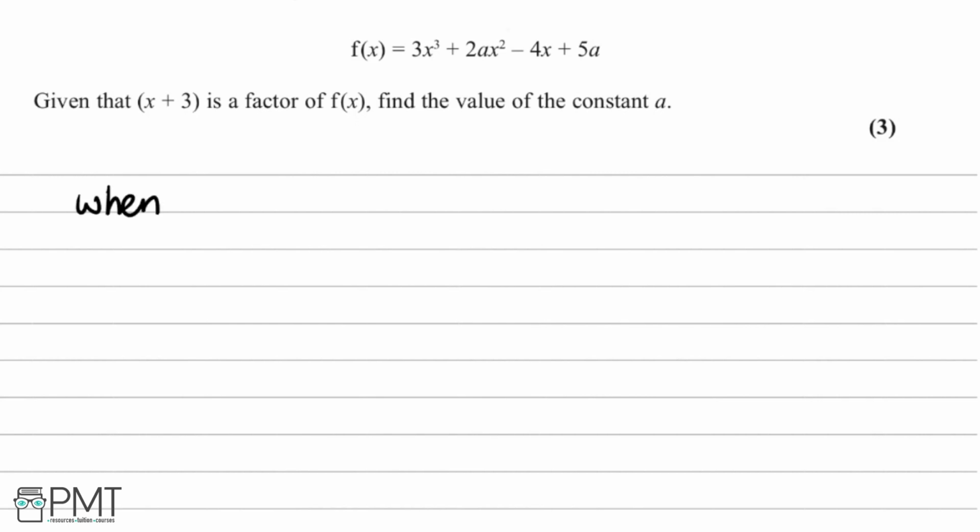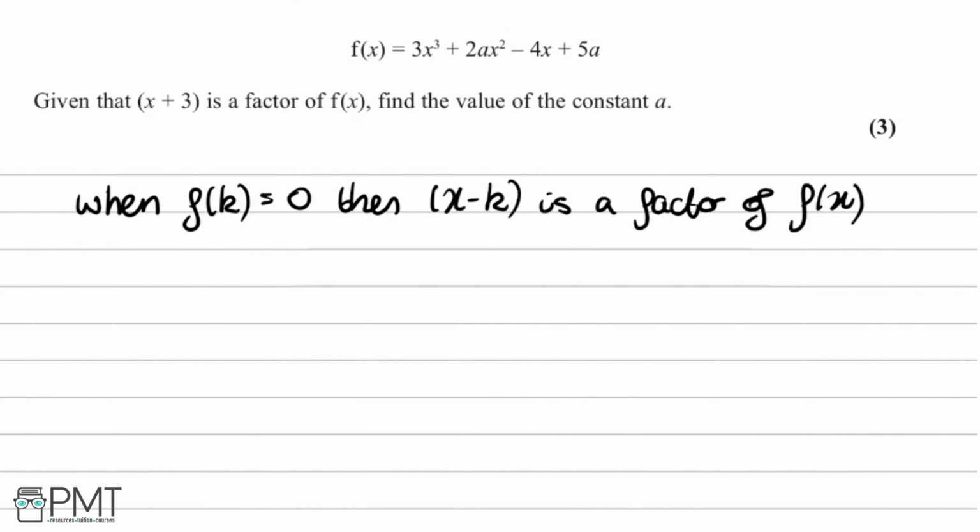Now the factor theorem states that when f of k equals 0, then x minus k is a factor of f of x. So we can see in our definition of the factor theorem, we've got that x minus k is a factor. However, in the question they've given us x plus 3. So we can rewrite that as x minus minus 3, because when you take away a negative number, you're essentially adding it. So this means that our k value in the factor theorem is minus 3 here.